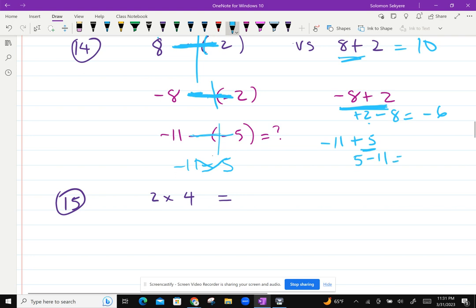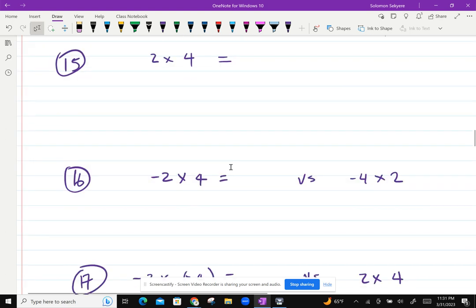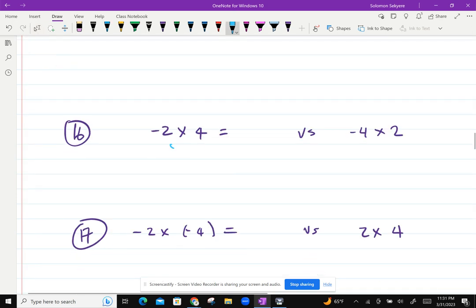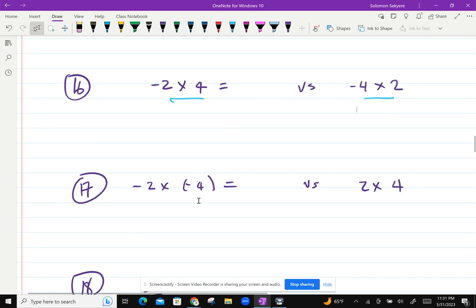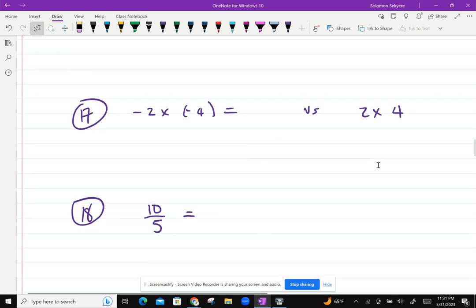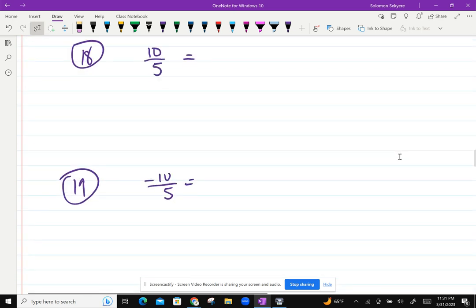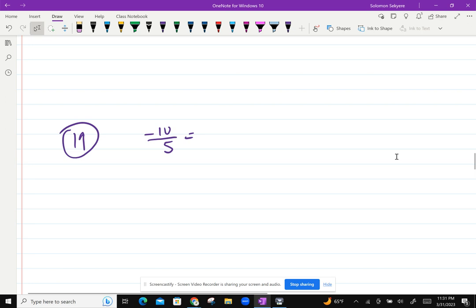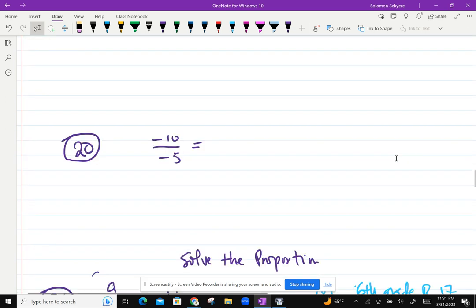Got it? Okay, we already know 2 times 4 will be 8. So negative times positive will be negative. Okay, so that'll be negative 8. What about negative times negative? It's the same as, so negative 2 times negative 4 will be the same as 2 times 4. The same with division. If you divide positive and negative, your answer is negative. But if you divide two negatives, your answer will be positive.